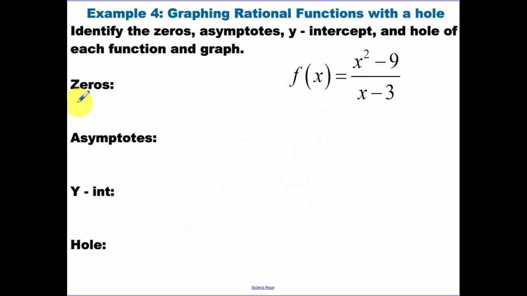Okay, next example. Graphing a rational function with a hole. We have a holy function. Catholic school, we've got to have holy functions. Hee hee, Myrna, you're so funny.